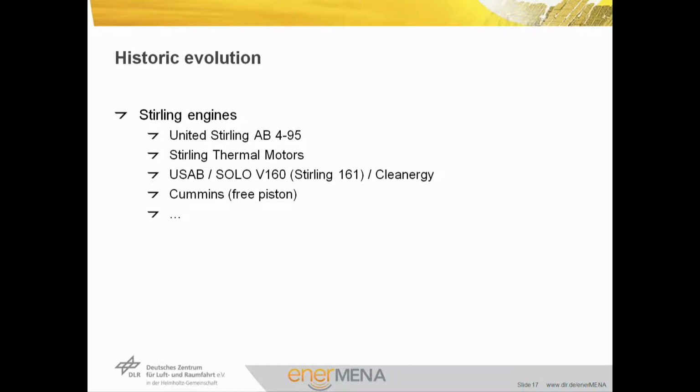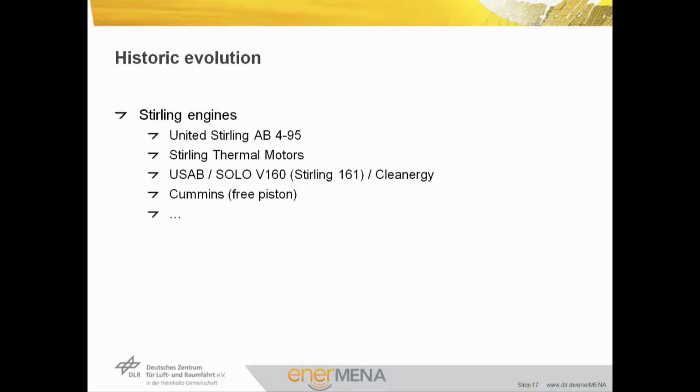In the following, I would like to show you the Stirling systems that are available or that have some historic relevance. Since the number of engines is limited, I will order the systems by the engine they are using. Available or important engines are the United Stirling AB 495. There's also a Stirling engine that was developed by Stirling Thermal Motors.